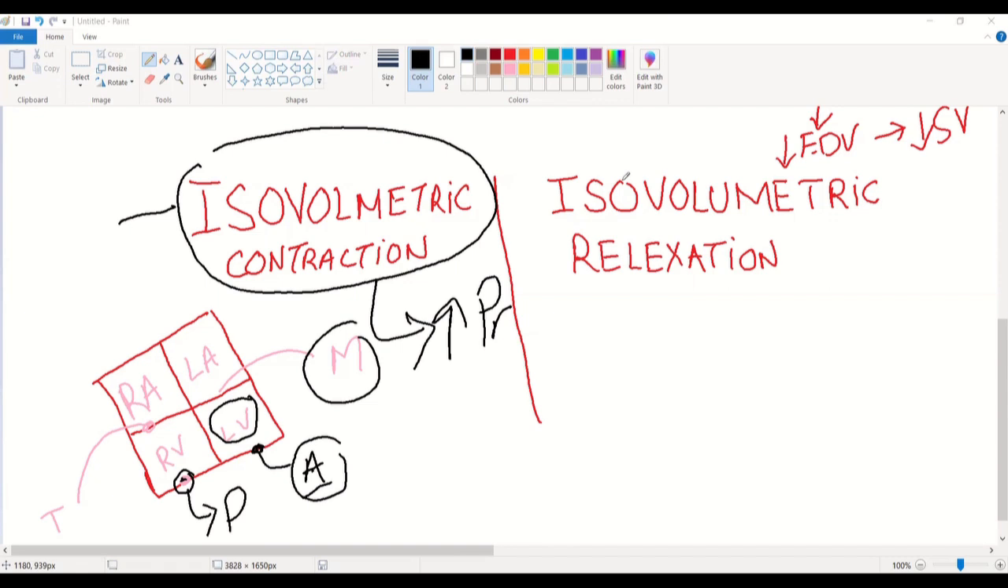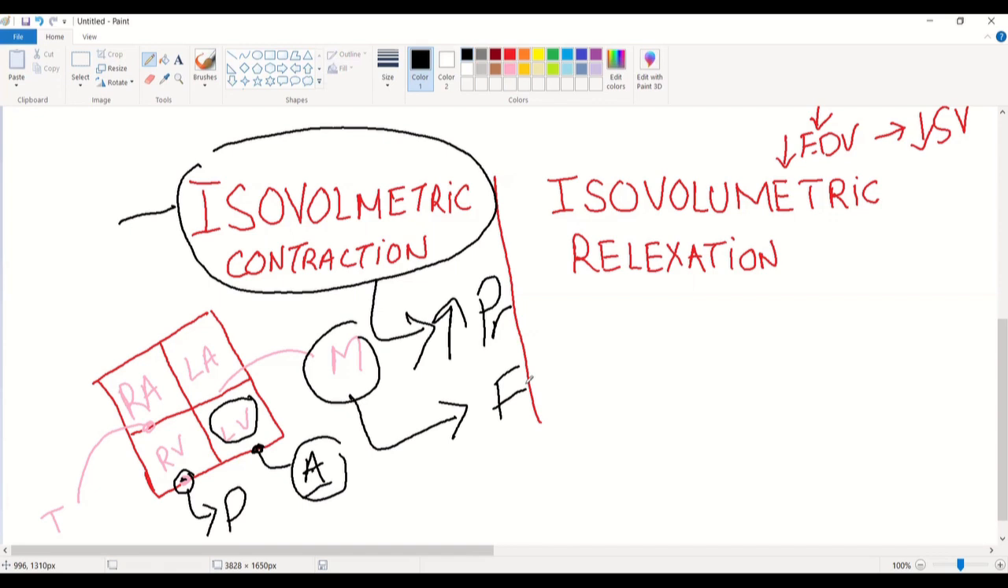And sometimes this leads to the splitting of S1, right? So the mitral valve closes first, and after that the tricuspid valve closes. Sometimes you hear S1 splitting because of this phenomenon, right? So the next concept is isovolumetric relaxation.